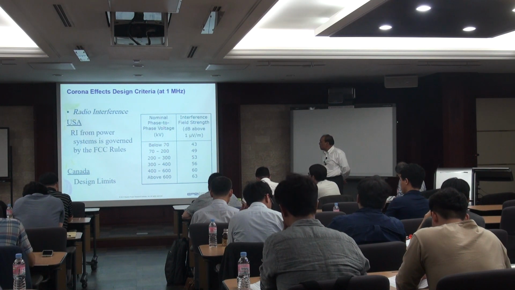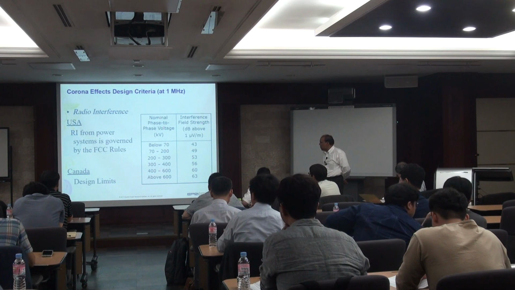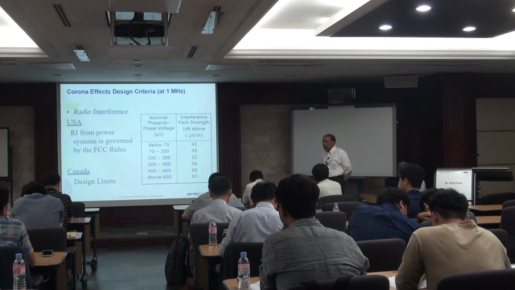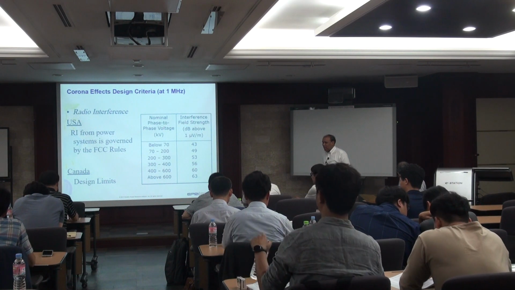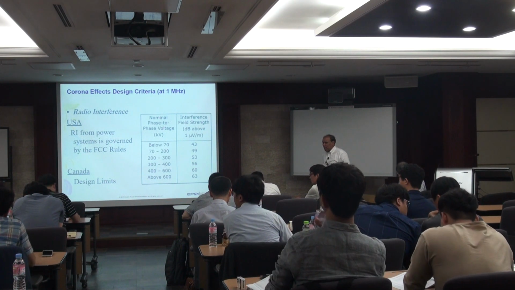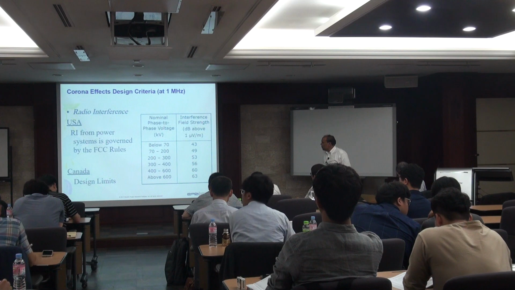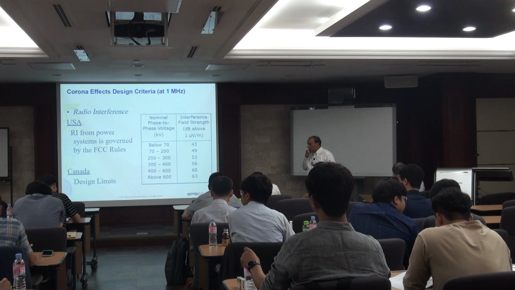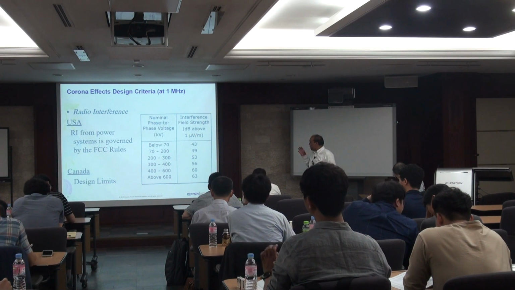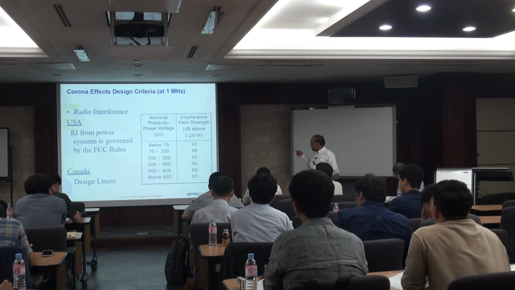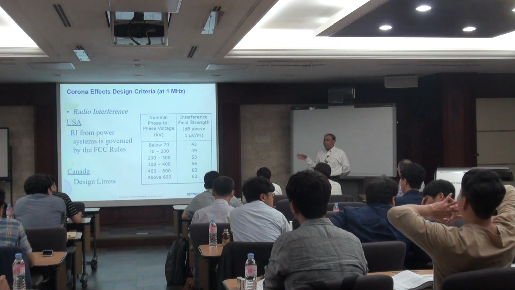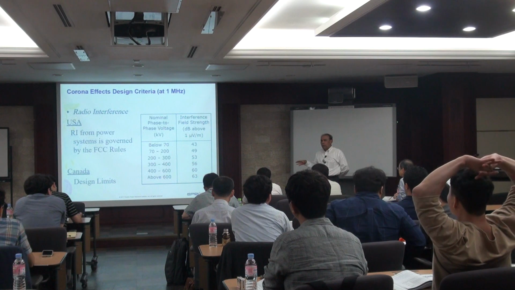You said the power system is governed by FCC rules. I want to know what FCC is. And one more question: the table is for the AC lines. What about in the case of DC lines? Oh yeah, the DC lines, the corresponding table, I don't have it, but we generally use the same numbers for AC and DC at this time.